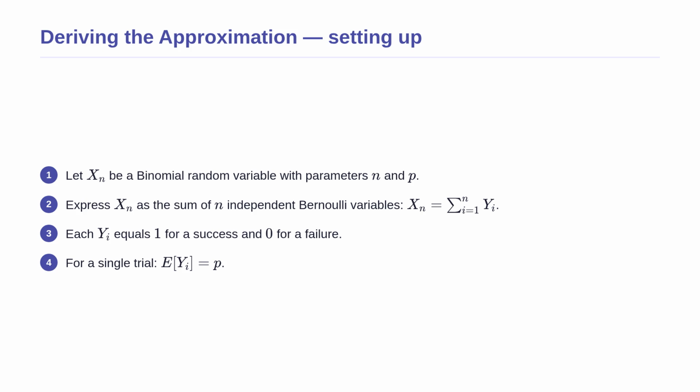A Bernoulli variable is the simplest possible experiment. It equals 1 for a success and 0 for a failure. By adding these simple experiments together, we build the total count of successes. For a single trial, the expected average outcome is simply the probability of success, p. This sets the foundation for analyzing the entire sum.